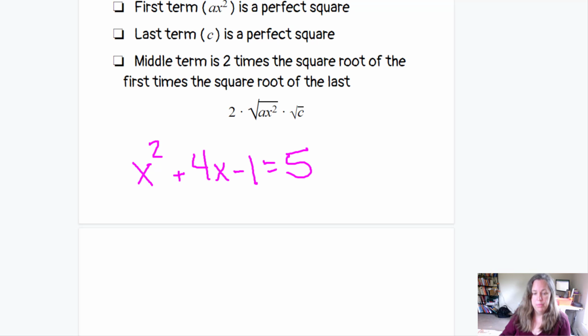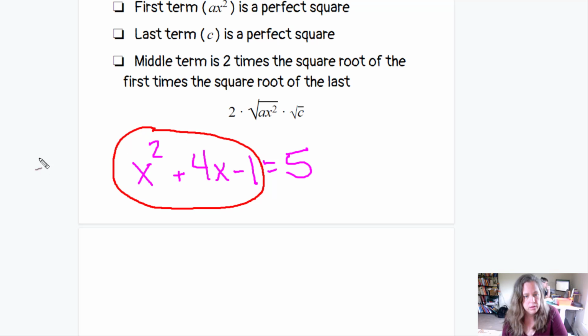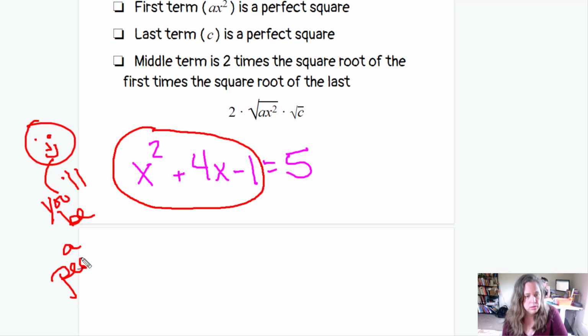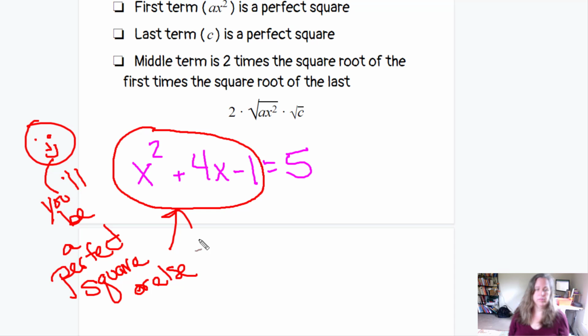But we came up with the idea of making it be a perfect square. You'll be a perfect square. Or else you'll go to your room, or whatever it is your parents do to make you do things.